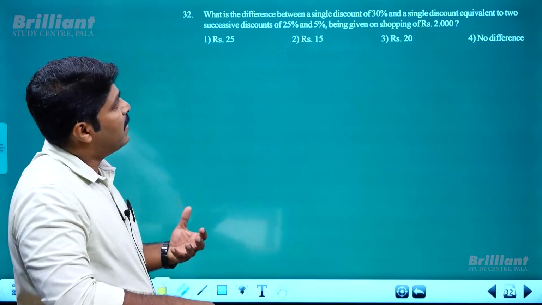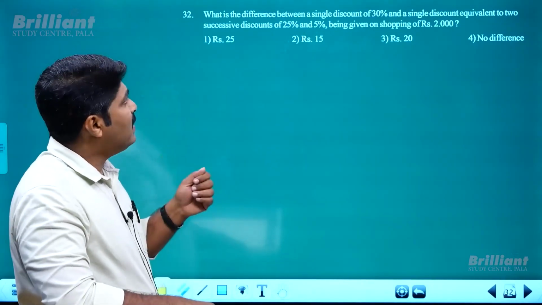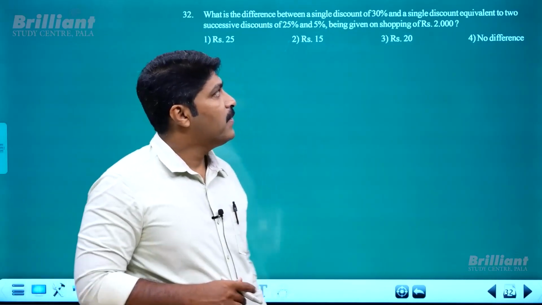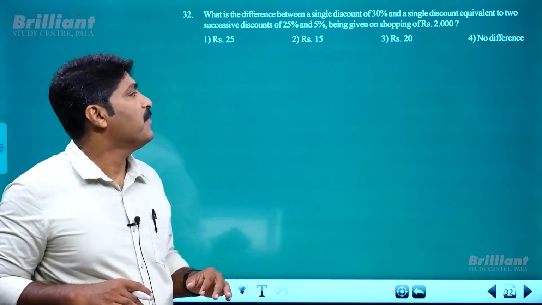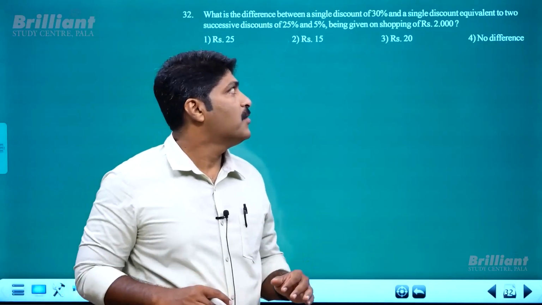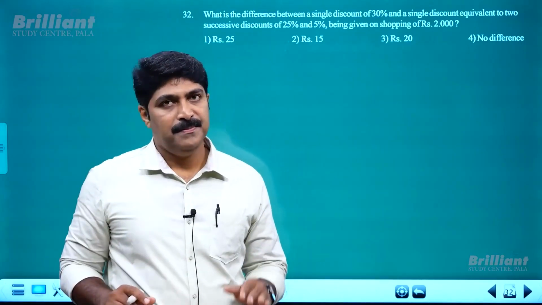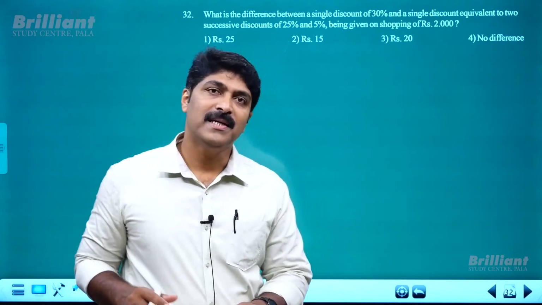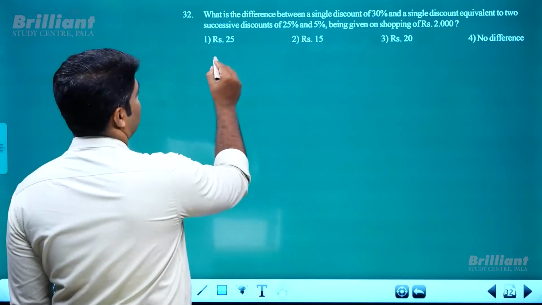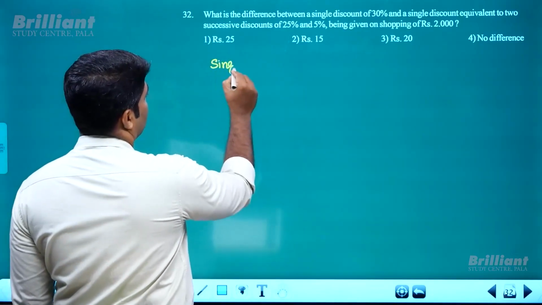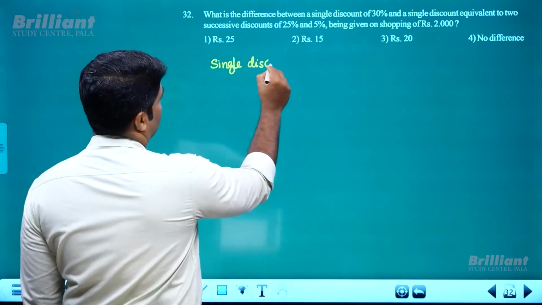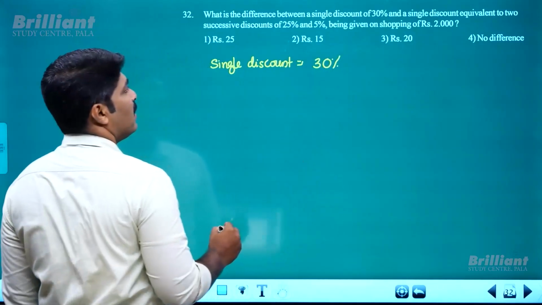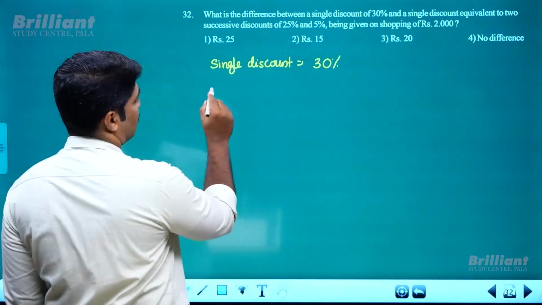Here is a question related to discount. What is the difference between a single discount of 30% and a single discount equivalent to two successive discounts of 25% and 5% being given on shopping for rupees 2000? It's a concept related to successive discounts. Here it is given that the single discount is 30%. Therefore, the net discount as per the successive discounts.